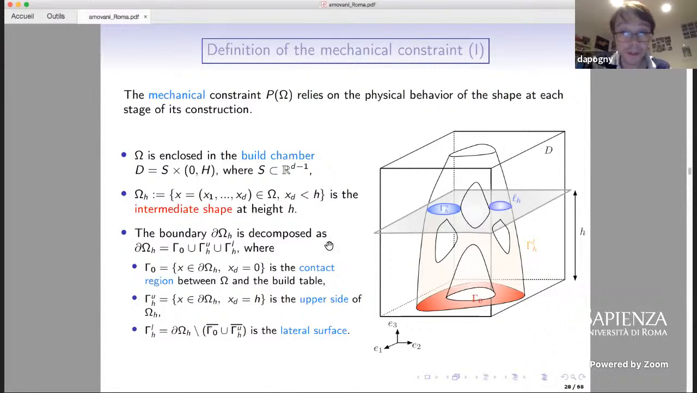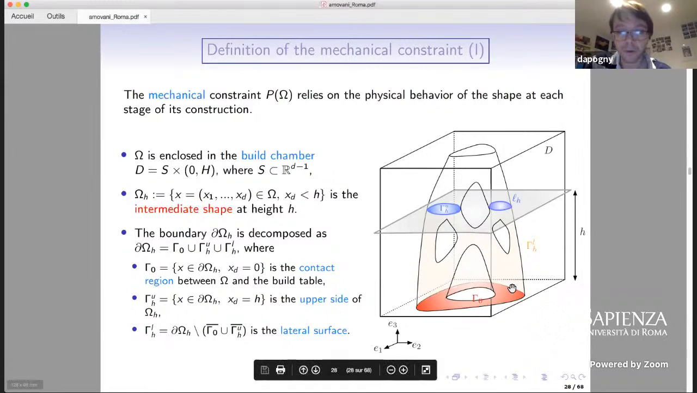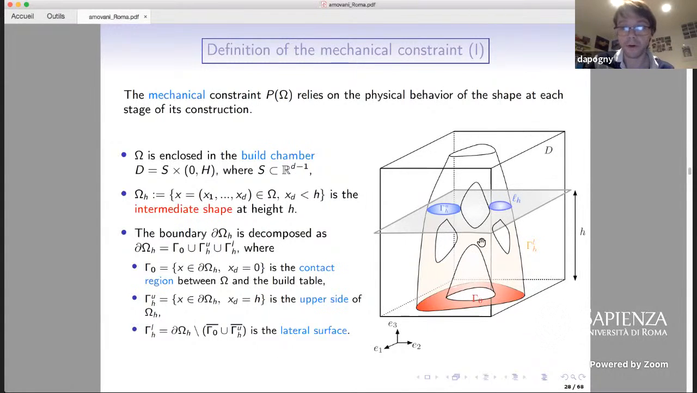And the boundary of this intermediate shape is decomposed as the lateral boundary gamma h here, the part that rests on the base plate, which is where the shape will be fixed during the assembly process, and the upper part of the intermediate shape. So this is just a model for the shape, not in the final use, where the compliance is evaluated, like I have presented before, but during the assembly process. So this is another model just for the assembly process.